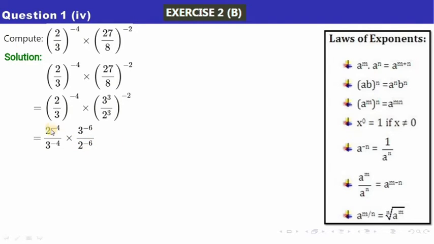Now in the next step, I'm going to keep 2's together and 3's together. So this is 2 to the power minus 4; this 2 is written out here, and this 3 to the power minus 4 is written out here. They have just exchanged their position. Now observe this and observe this. When you do that, this minus 6 goes up and becomes plus 6.